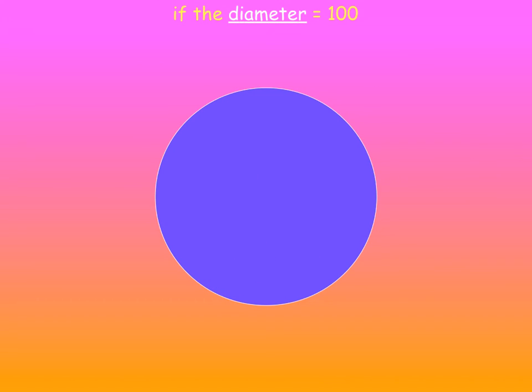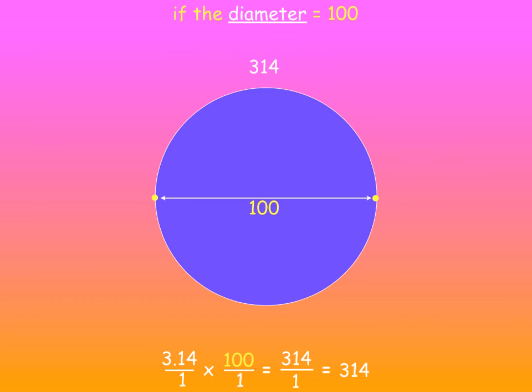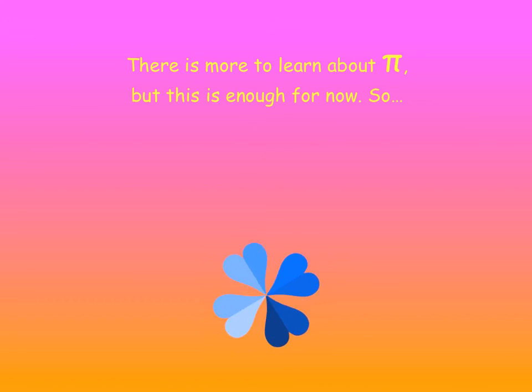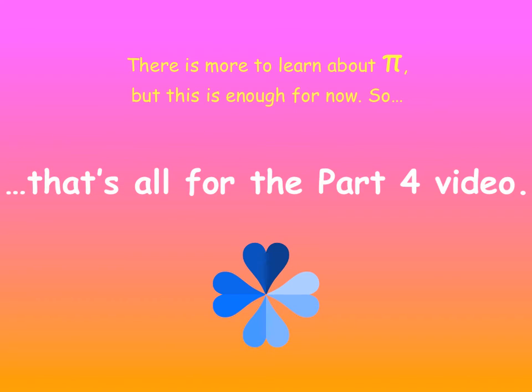If the diameter is 100 units, we can use our ratio, multiply it times 100. That gives us 314. And the circumference is approximately 314. Well, there is more to learn about pi, but this is enough for now. So that's all for the part 4 video.